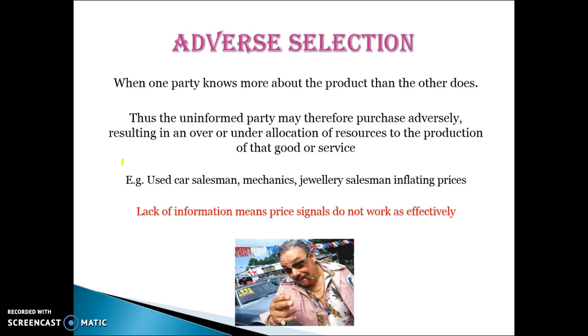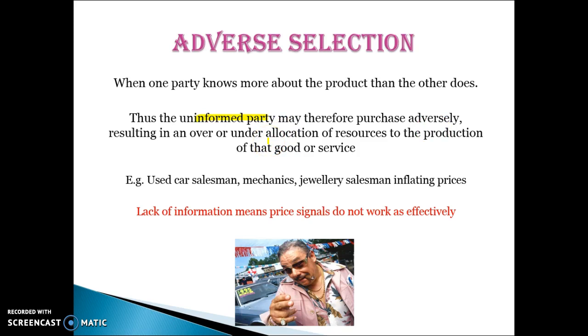So, for example, adverse selection. Adverse selection is the idea that when one party knows more about the product than the other, the uninformed party may purchase adversely, resulting in an over or under allocation of resources to the production of that good or service.